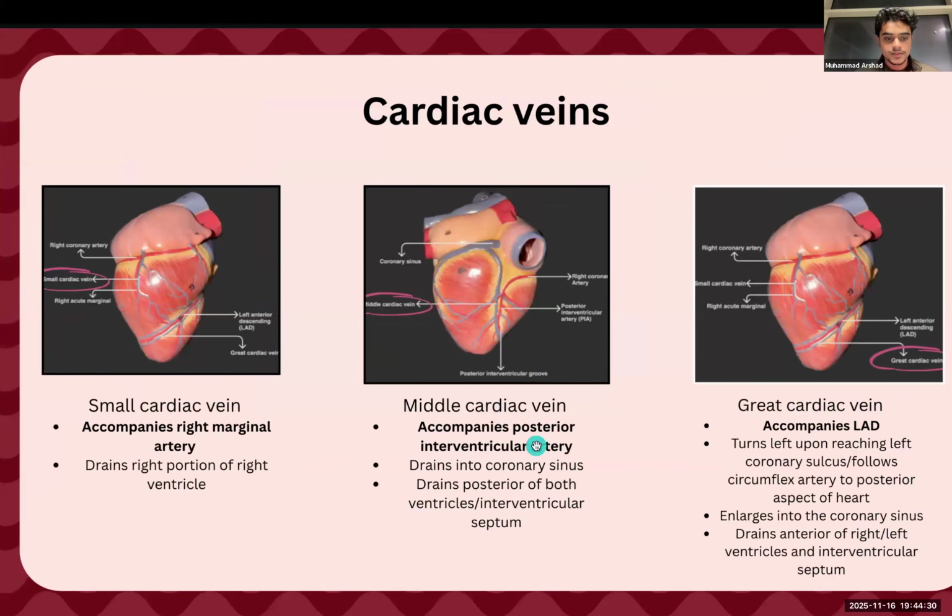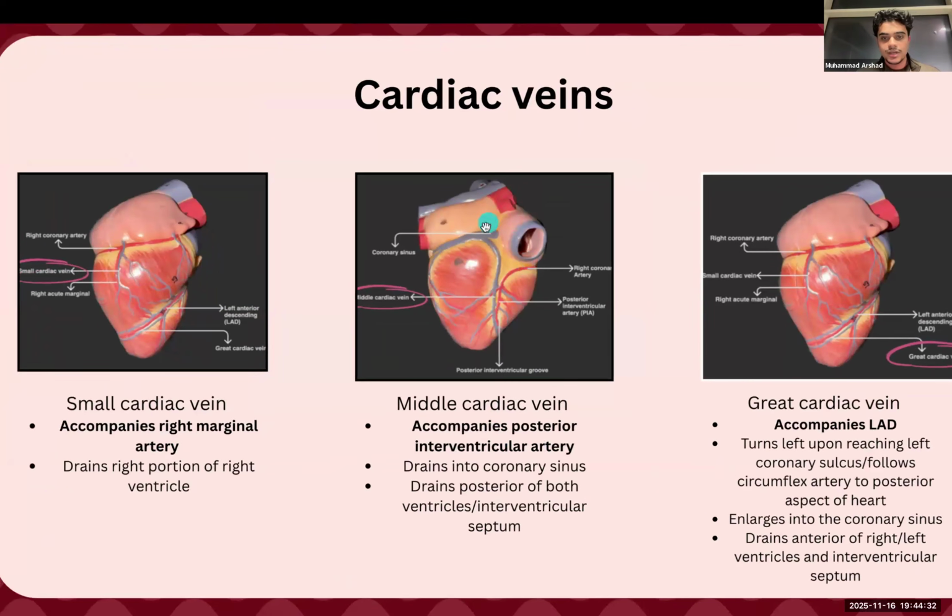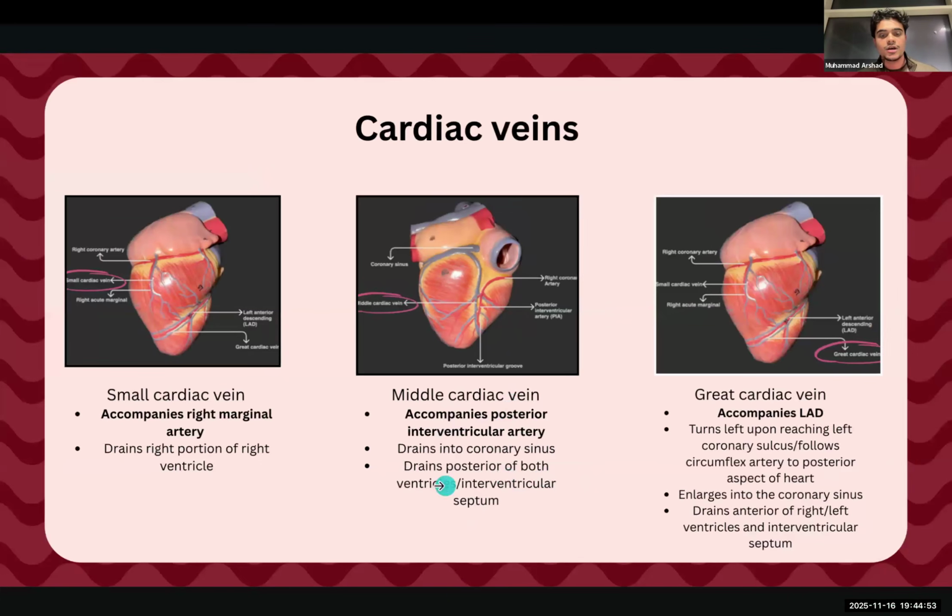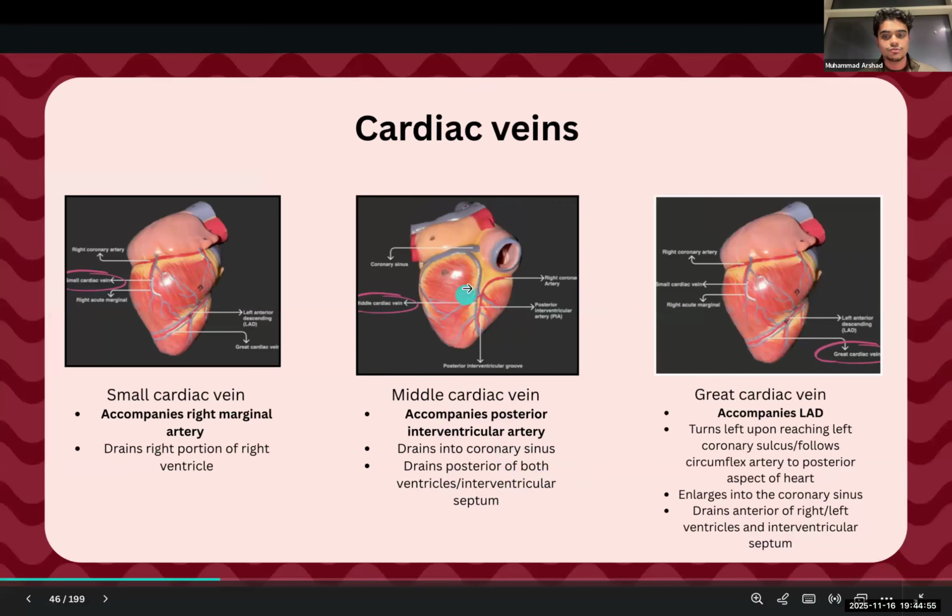And something that's important to know, all of these, by the way, they drain into the coronary sinus, right? And the coronary sinus is basically just like a hole, I guess you could say, in the right atrium, where blood drains directly into the right atrium, right? So it's not going to be going through the superior vena cava or inferior vena cava. It's just going to drain directly into the right atrium. And it drains the posterior of both ventricles and the interventricular septum.